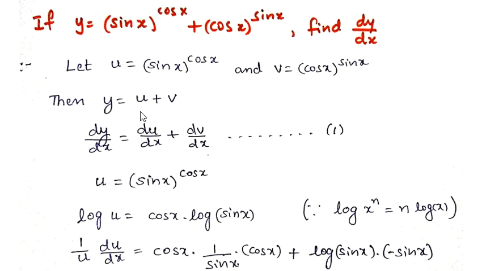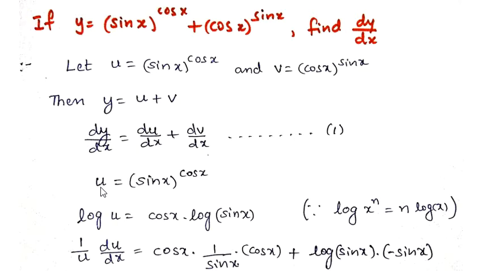So if you apply differentiation on both sides, it is dy by dx is equal to du by dx plus dv by dx. Let us take this as equation number 1. Now consider the first term, that is u is equal to (sin x)^(cos x). First of all, apply log here.